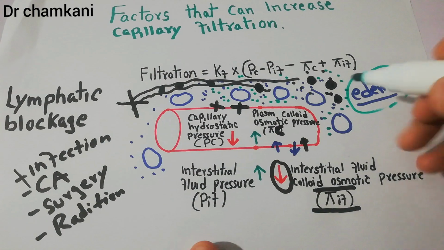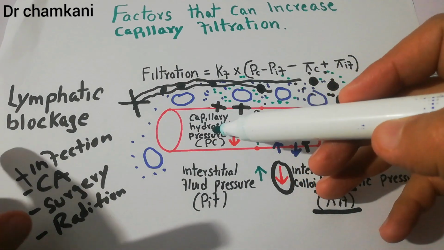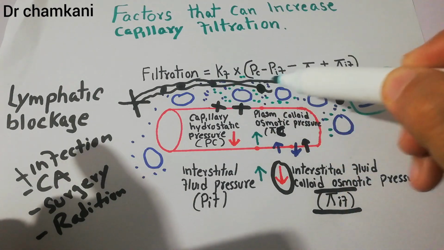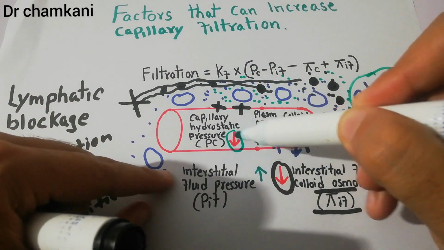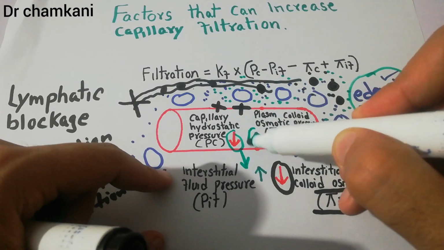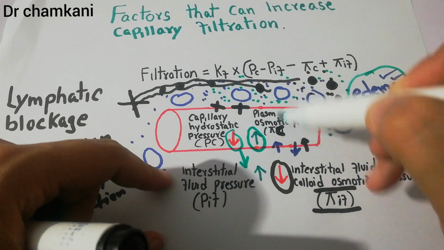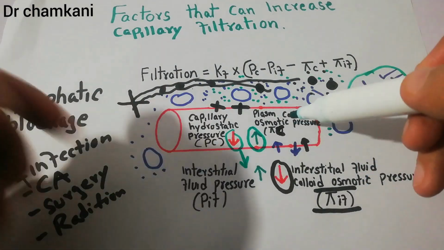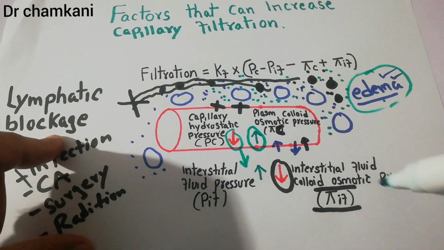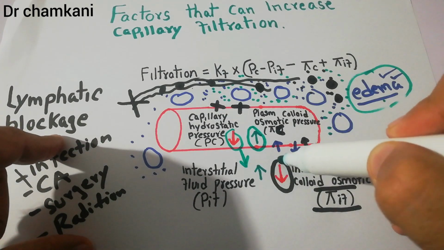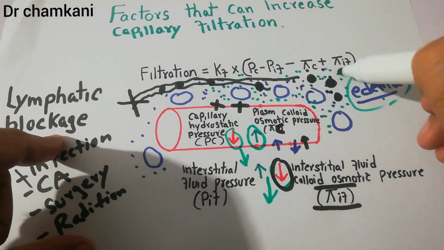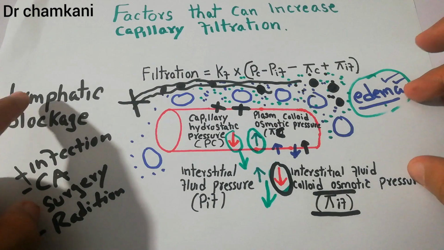edema. As we discussed previously, an increase in capillary hydrostatic pressure can increase the interstitial fluid and cause edema, because if this pressure is increased, a lot of fluid will go out and lead to edema. If the plasma colloid osmotic pressure is decreased, then less fluid will enter into the capillary lumen and edema will occur. Similarly, if the interstitial fluid colloid osmotic pressure increases, then this force will increase and a lot of fluid will come out into the interstitium. It will keep on accumulating in the interstitium and edema will occur due to lymphatic blockage.